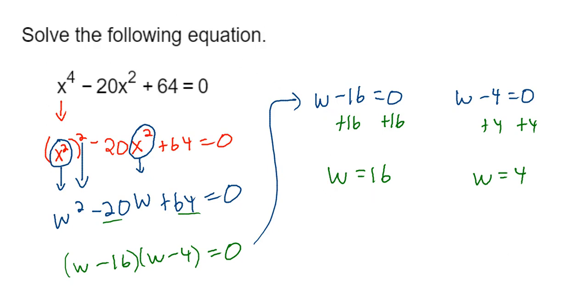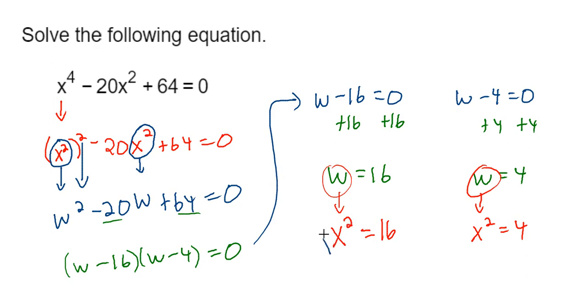But we're not done yet. We want to solve this for x, not for w. So now that we're done with w, we take the w back out. Underneath it is the x squared that it was covering up to begin with, right? So we'll have x squared equals 16. Underneath this w, it's covering up x squared, so we'll have x squared equals 4. Then we solve these for x.